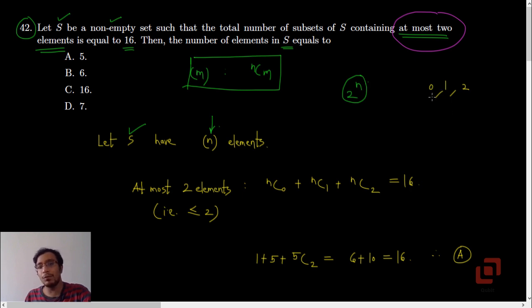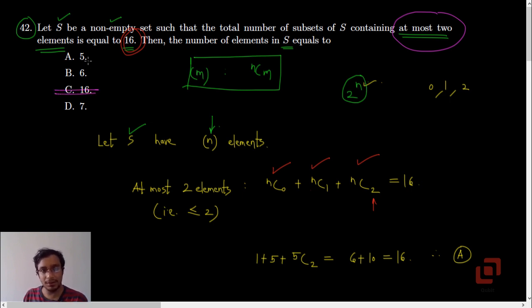So we would now like to find n such that nC0, which is the number of subsets of S having 0 elements, so that is going to be 1, plus nC1, which will be the total number of subsets of S having 1 element each, plus nC2, which will be the total number of subsets of S having 2 elements each. So nC0 plus nC1 plus nC2 is equal to 16, that is given in the problem, isn't it? Now look at the options. Clearly C is not right because 16C1 itself will be 16.